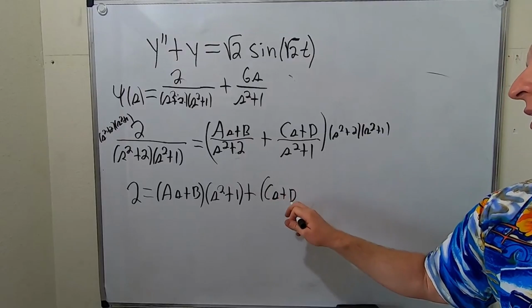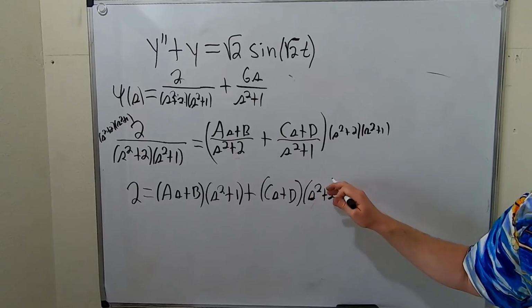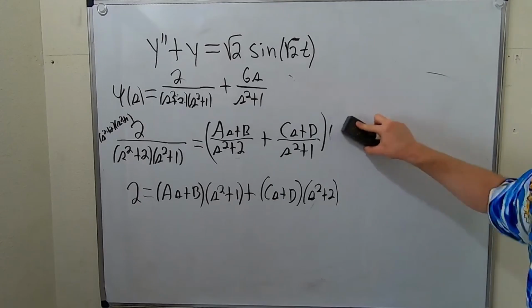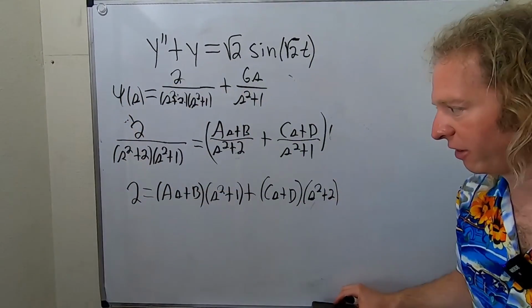Cs plus d. This will cancel, so we'll get s squared plus 2. So we're here. So now I'm going to erase this so that it's not in the way. That was just a note for ourselves so we can clarify our thinking.